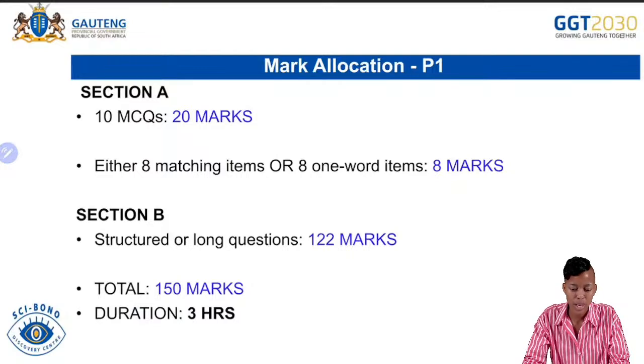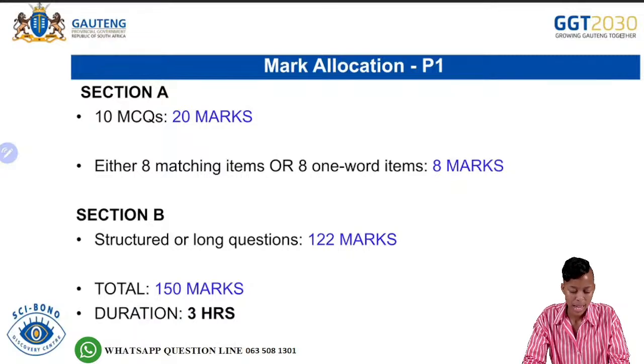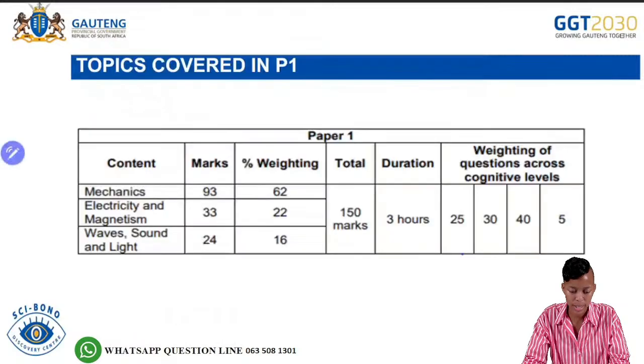Just to remind you about the mark allocation for paper 1, we have your section A, which consists of 10 multiple choice questions, which has a total of 20 marks. Then we have either 8 matching items or 8 one-word items, which consists of a total of 8 marks. Then we have your section B, which consists of structured or long questions and has a total of 122 marks. The total for paper 1 is then 150 marks with a duration of 3 hours.